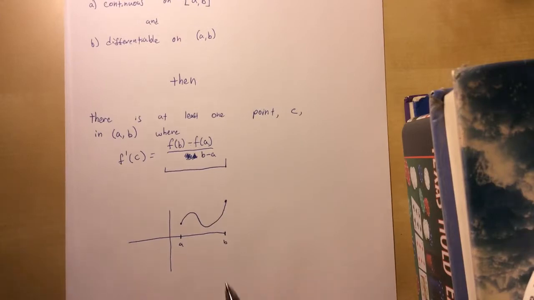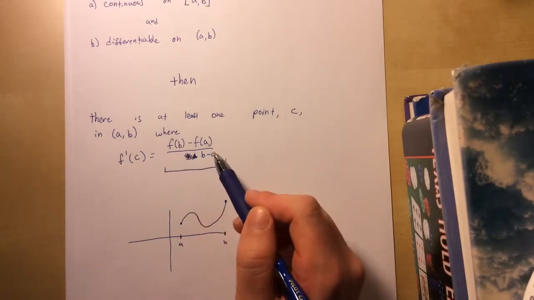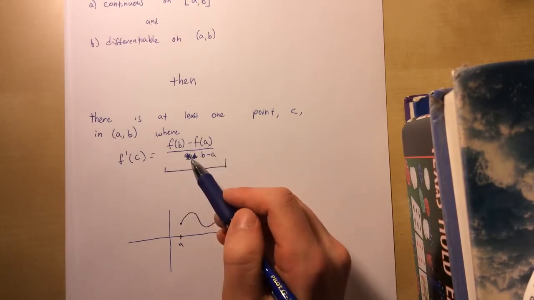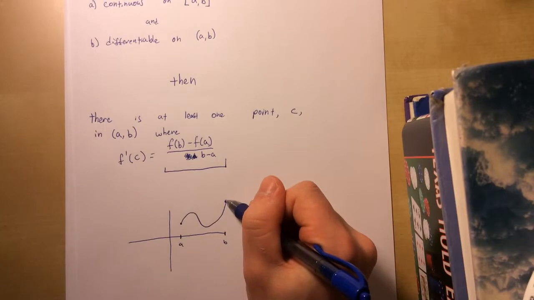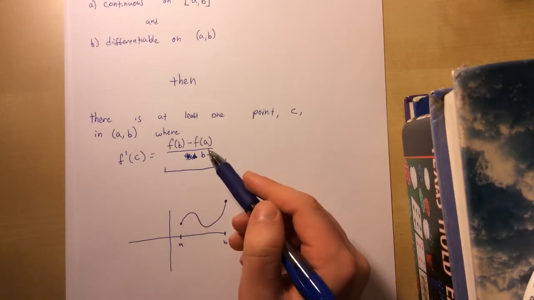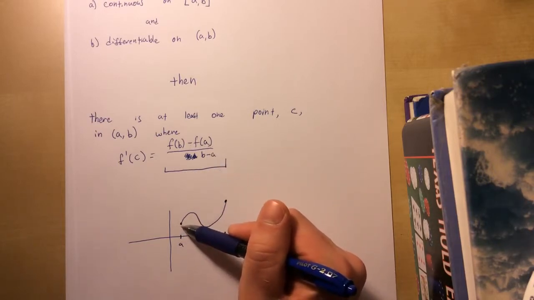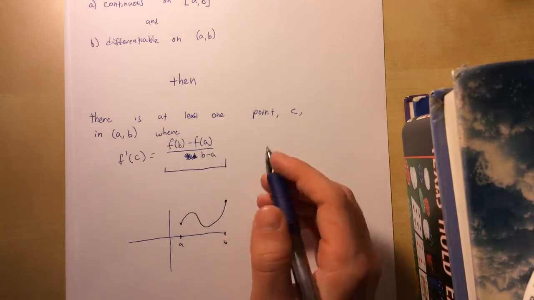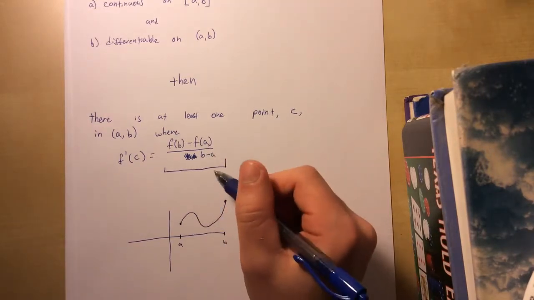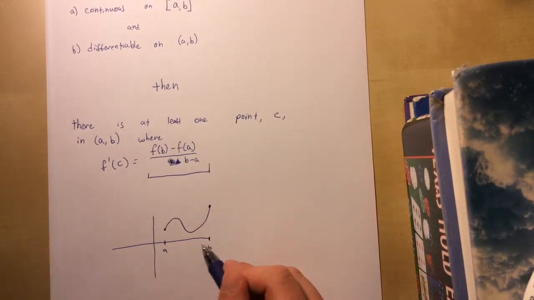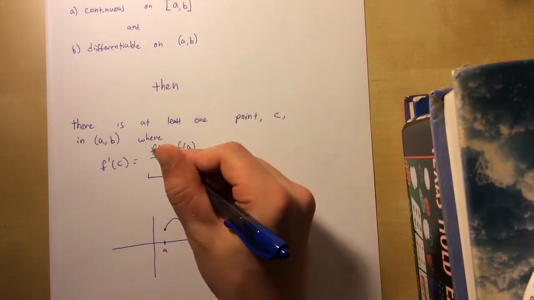So what we're saying is that f of b minus f of a over b minus a, what does that mean? Well, f of b is just the value of the function f of x at b, and f of a is the value of the function at a. So f of b minus f of a is pretty much just the change in y's, and b minus a is just the change in x.